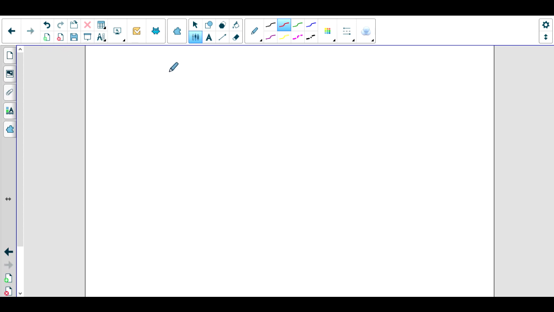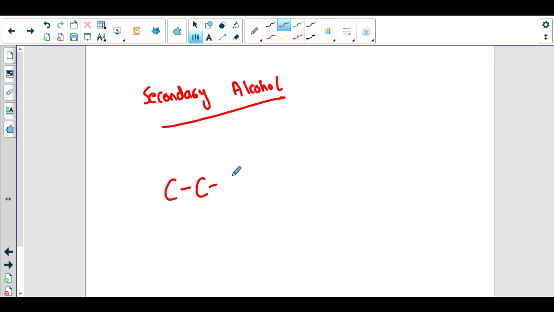What if it's not a primary alcohol, it's a secondary alcohol? In the case of secondary alcohol, it's a one-step process. For example, you have propan-2-ol, with carbon, carbon, carbon. It's a secondary alcohol, so the functional group is here, because the carbon attached to the functional group should have 2 more carbons, and these are all hydrogens.